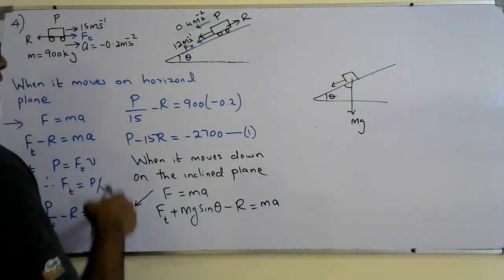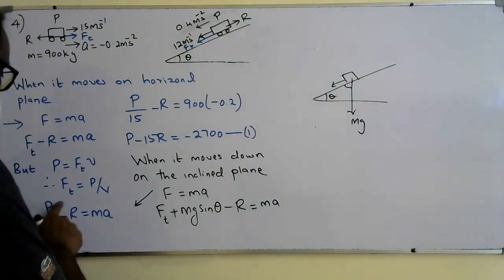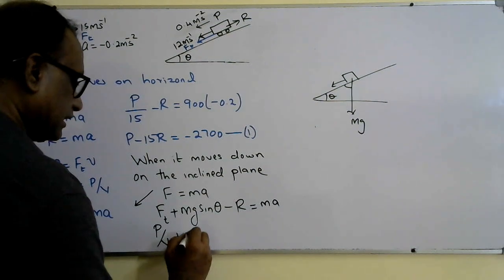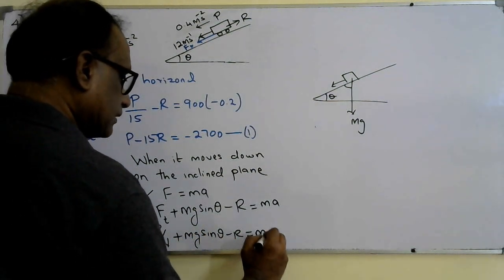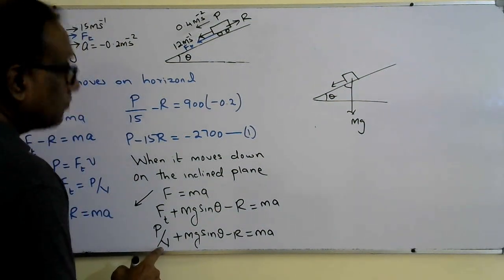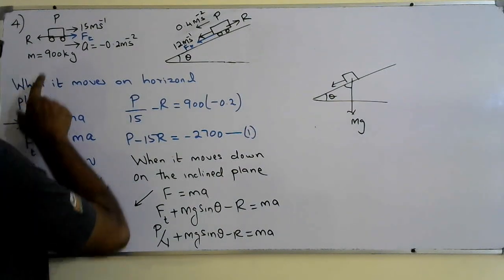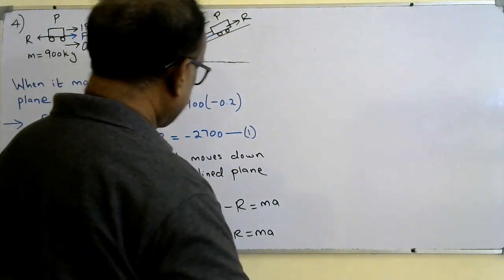Ft, I can say, we know that Ft is equal to P over V, plus mg sine theta minus R equals Ma. P over V, now the speed is 12 meters per second. Earlier it was 15 meters per second, now it's 12 meters per second. So we'll continue the same thing.